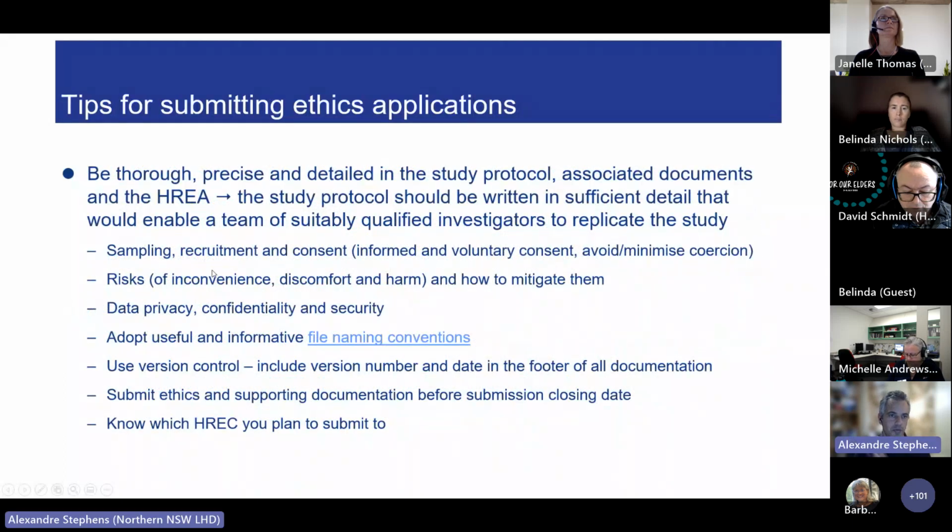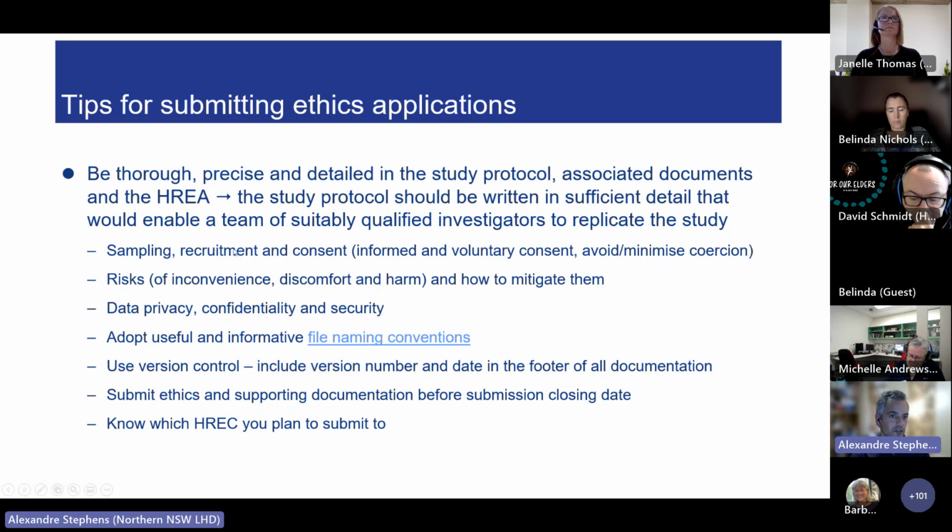More tips: be thorough, precise, and detailed in your study protocol. This is probably the biggest deficit we see for projects submitted through our HREC, just a lack of detail. The same goes for the associated documents and the HRIA. We typically take the view that the study protocol should be written with sufficient detail that would enable another team of suitably qualified investigators to replicate the study.